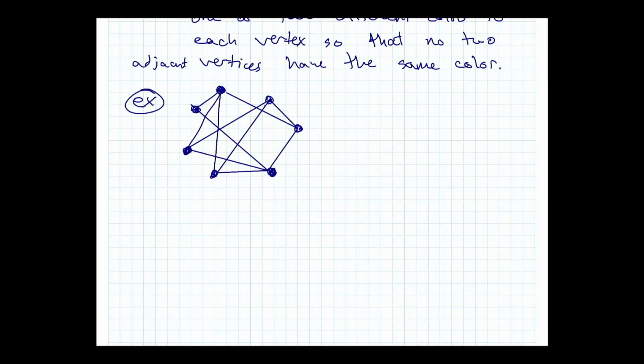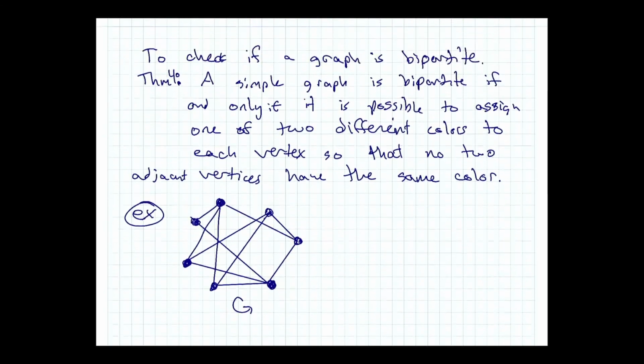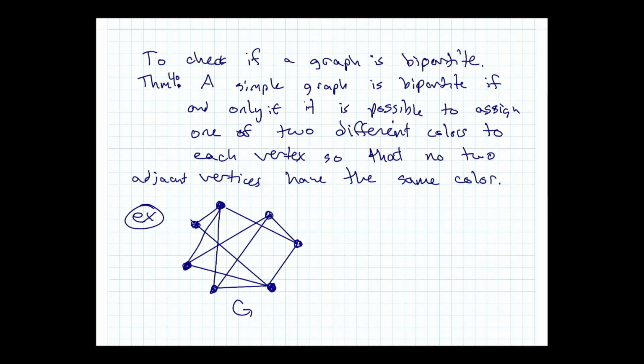So here's a graph, and we want to know if it's bipartite. You could try to redraw it, but it's hard to redraw. I didn't put labels on any of the vertices, so you'd have to name or number them, and then it could be hard. So the easiest way is using this theorem, which says you just pick two different colors and start calling the vertices by that color.